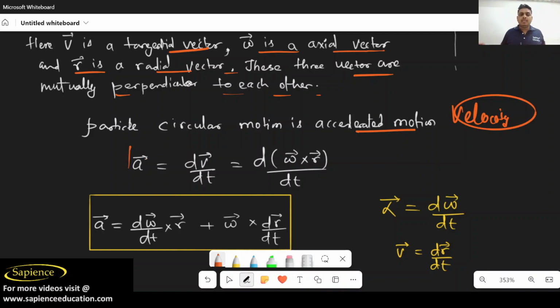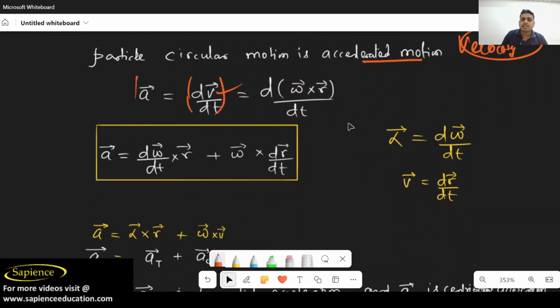So let us now consider what acceleration is. Linear acceleration a can be written as dv by dt, where v is equal to omega cross r. Now can we differentiate this? Since omega and r are different entities, we use the differentiation rule for a product of two variables, uv. First I differentiate d omega by dt and cross r, plus omega kept constant and dr by dt.